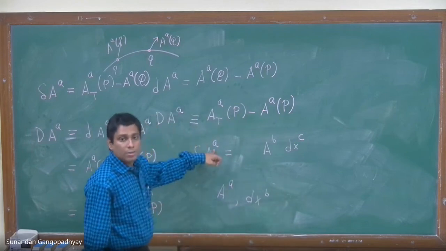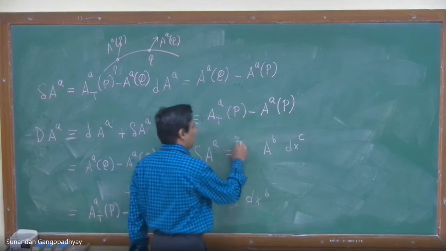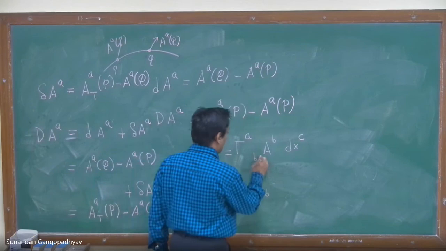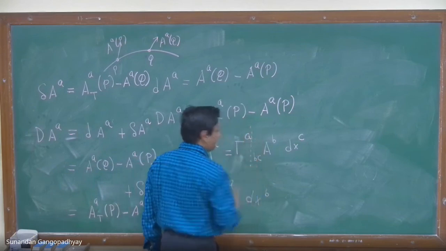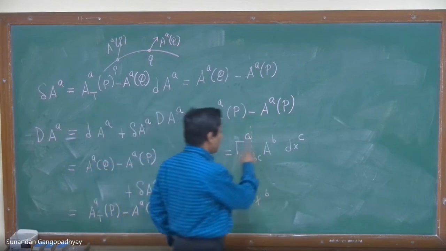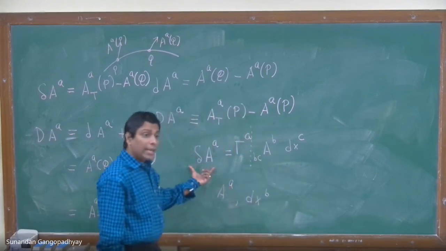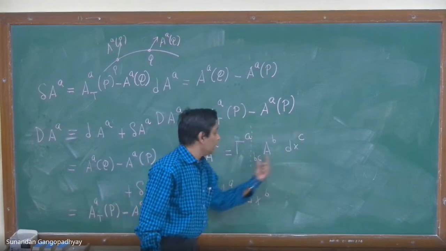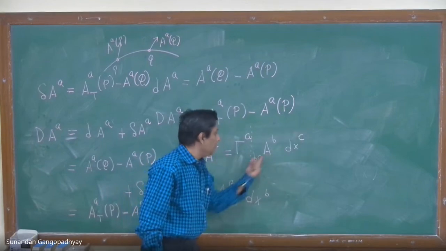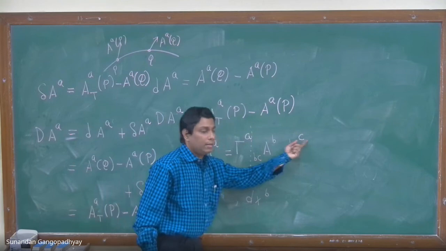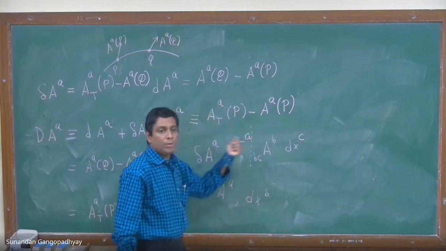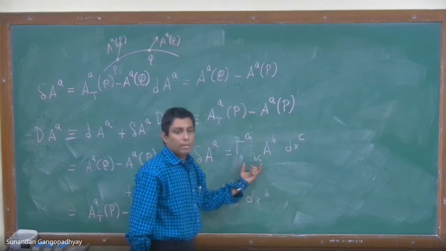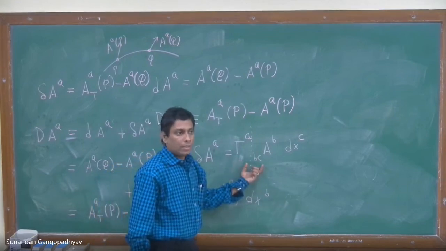You have indices to satisfy. We say you have some object gamma. So this is a new object. So delta A^A equals gamma^A_BC A^B dx^C. So it is well defined. B contracted, C contracted. A is the free index. The free index should be on both sides, the same free index. This object is called a connection. This is called a connection.